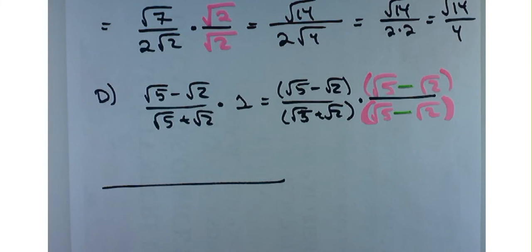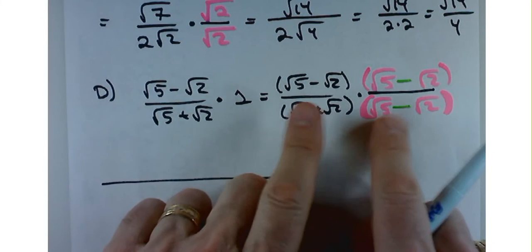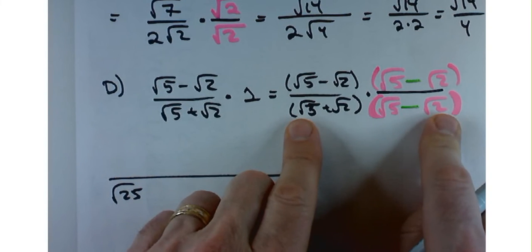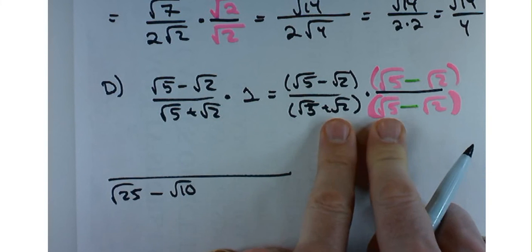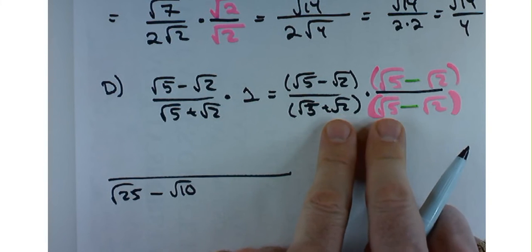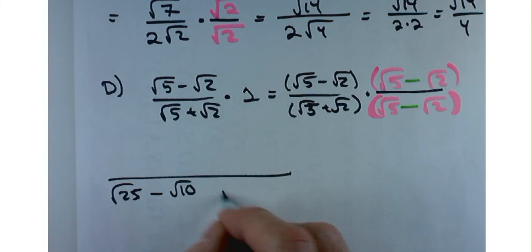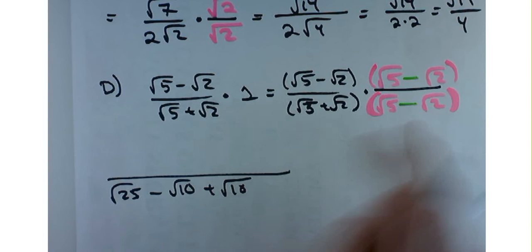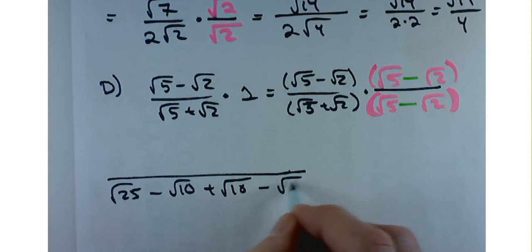Now, lots of multiplication here. Let's have at it. In the denominator, square root of 5 times square root of 5 gives me square root of 25. Minus square root of 10. How about the middle term? What am I going to get there when I multiply these two together? Square root of 2 times square root of 5 gives me square root of 10. And it's a plus square root of 10, right? It's a positive square root of 10. And the last term, what sign does the last term have? Negative. Negative, perfect. Negative square root of 4.